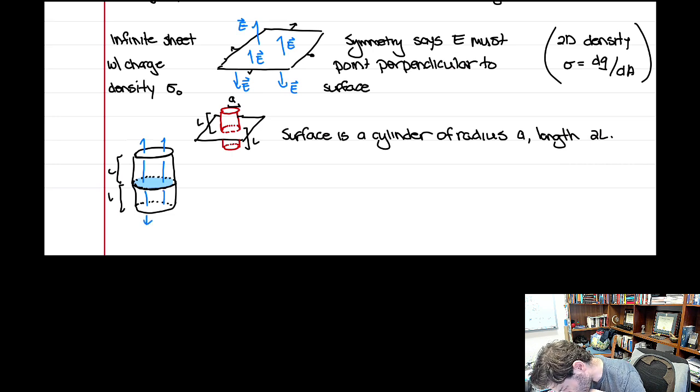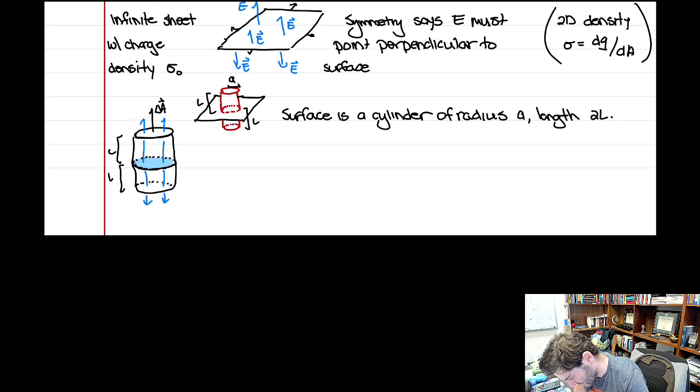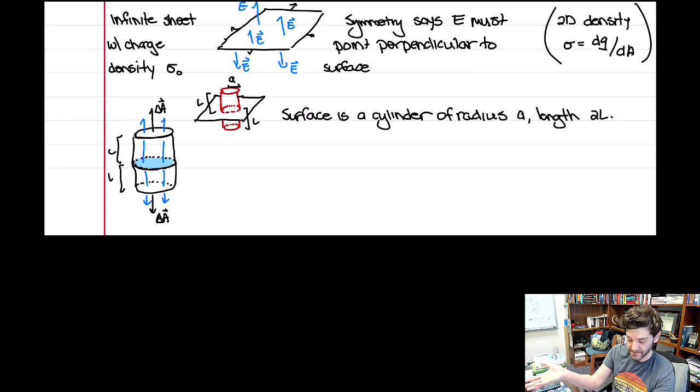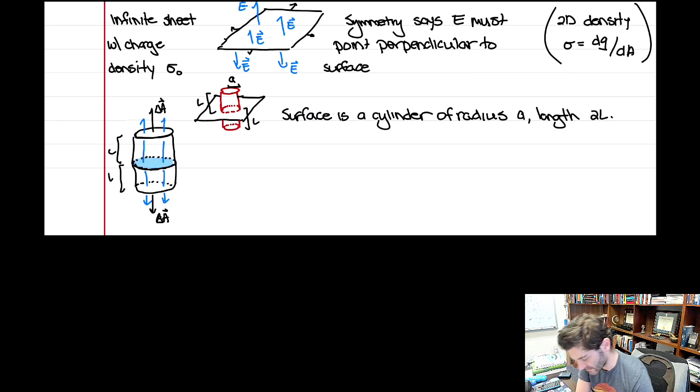And again, the symmetry here is great, because if I look at the normal vector, the dA, for this top patch, that vector also points directly up. Here, this vector also points directly down, parallel to the electric field. So again, the dot product is simple.